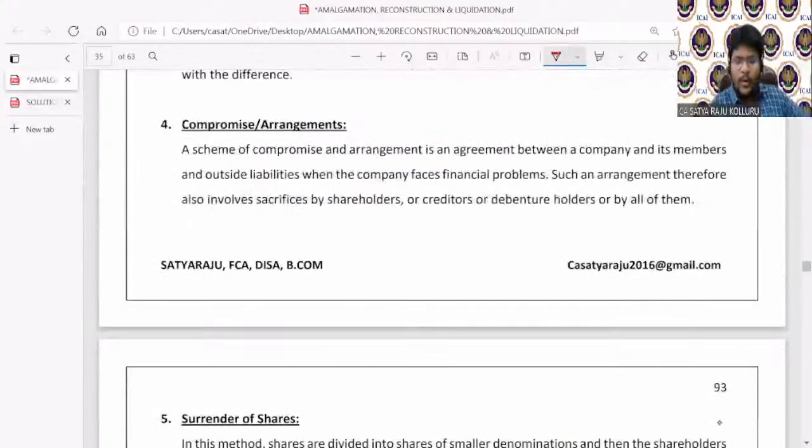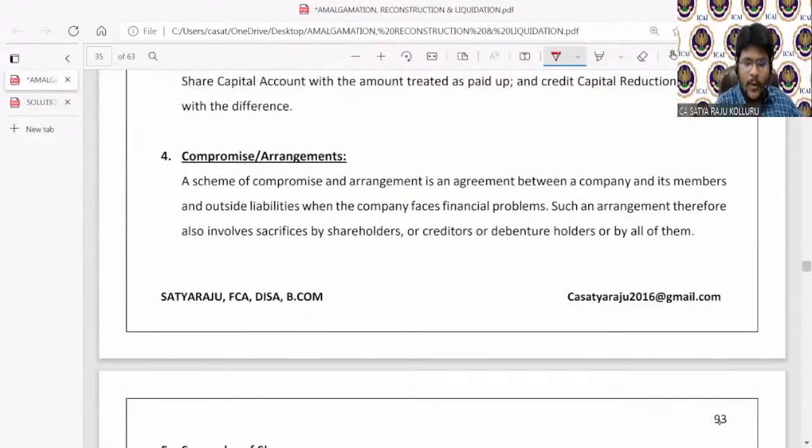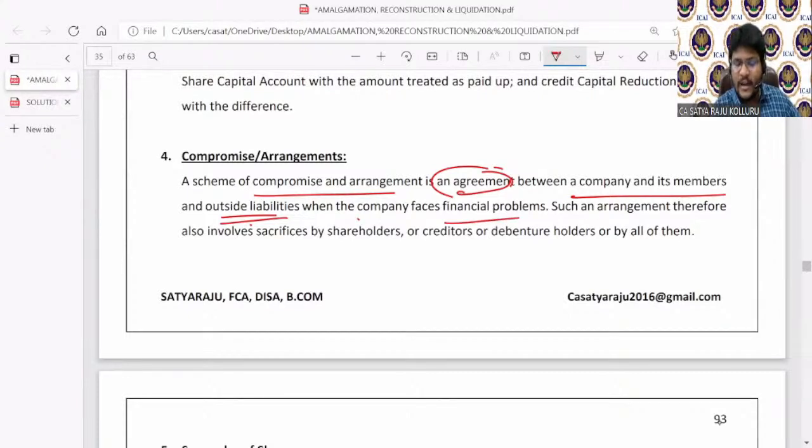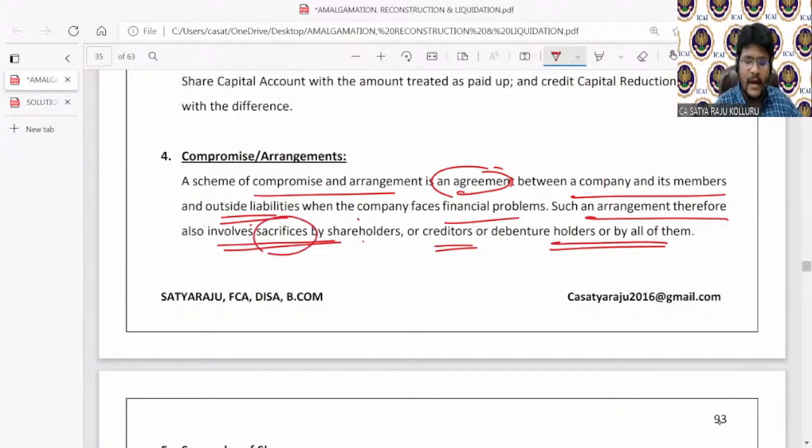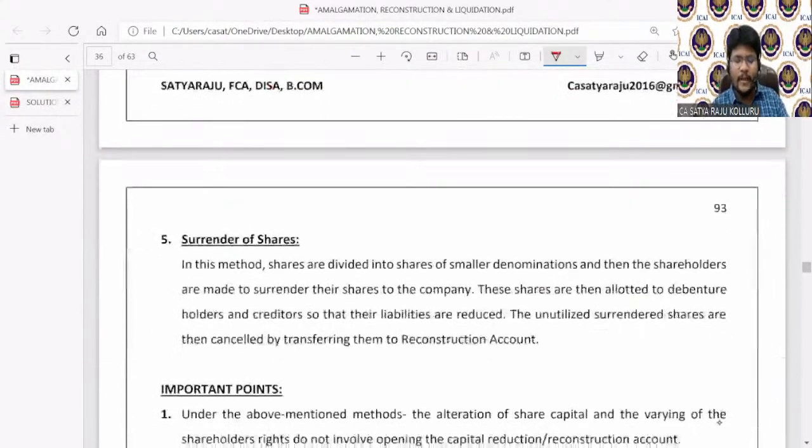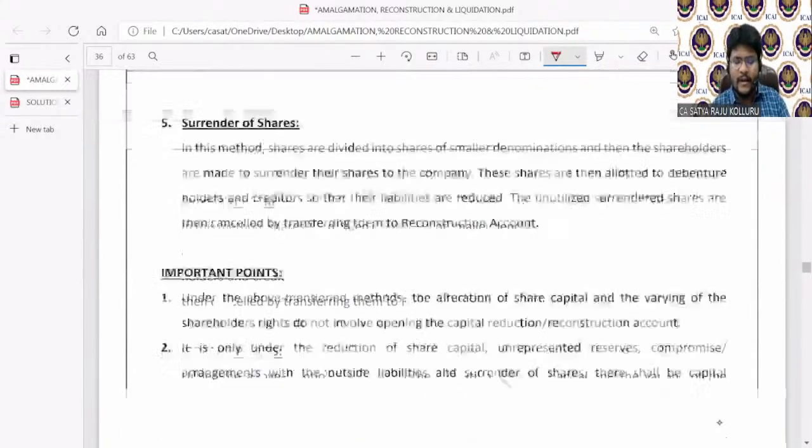Now coming to compromise or arrangement. A scheme of compromise or arrangement is an agreement between the company and its members and or outside liabilities. It is an agreement made when the company faces financial problems. Such an arrangement involves sacrifice by the shareholders, the creditors or the debenture holders, or by all of them. The agreement is related to sacrifice. Surrender of shares, we will see at a later point of time.